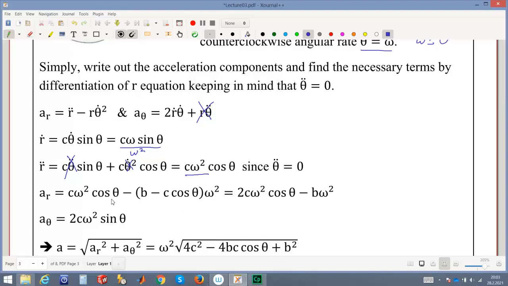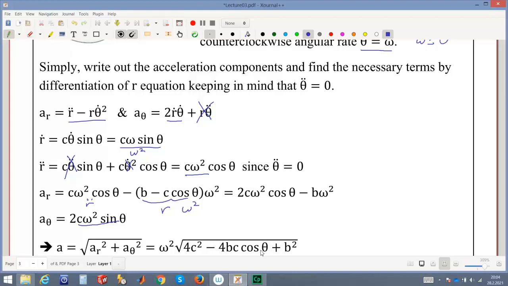The next thing you have to do is write out this as r double dot. This part is the r omega squared term for a_r. Okay, for a_theta, we need to only write out 2 times r dot, times theta dot. Theta dot is omega, so we get omega squared for this term. And then the magnitude of the acceleration is asked, so we need to square these up and add them up, and as a result of that, we get this result.